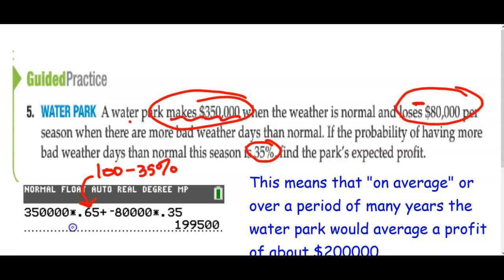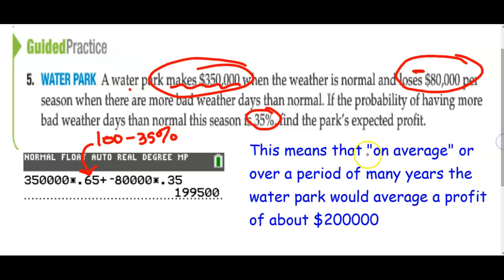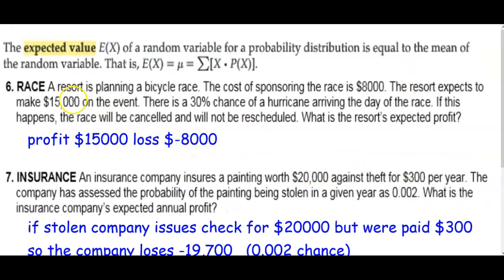So it's the amount of profit times the probability, plus the amount of loss times that probability. And that gave me this number, which means on average, over a period of many, many years, the water park would average a profit of about this much. Now, it doesn't mean necessarily during any one year, but if this held out over a long period of time, they would average a profit of about $200,000.